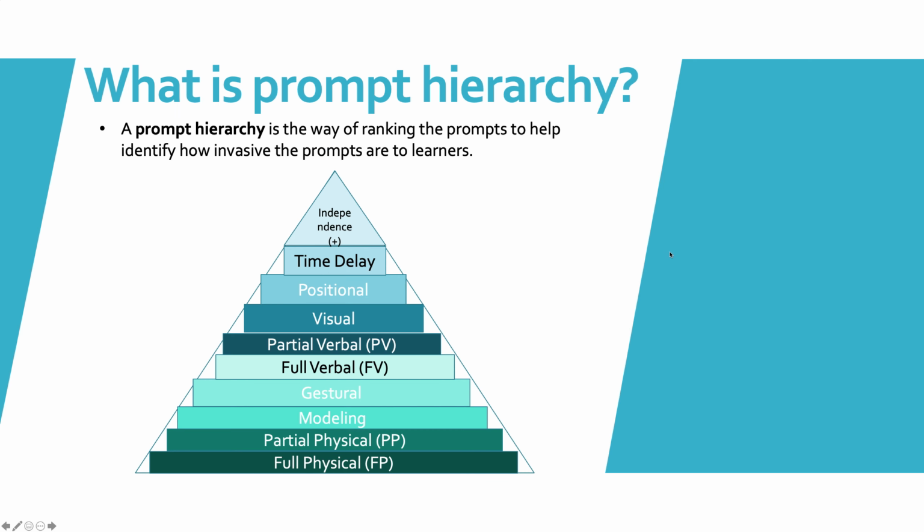So what is prompt hierarchy? A prompt hierarchy is the way of ranking the prompts to help identify how invasive the prompts are to learners. So, for instance, all the way in the bottom is the full physical prompt, then partial physical prompt, then modeling, then gestural, then full verbal, then partial verbal, then visual, positional, time delay, and then independence.